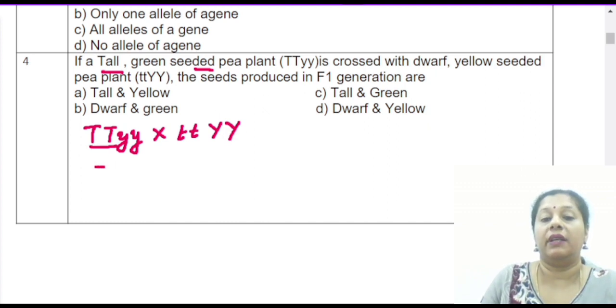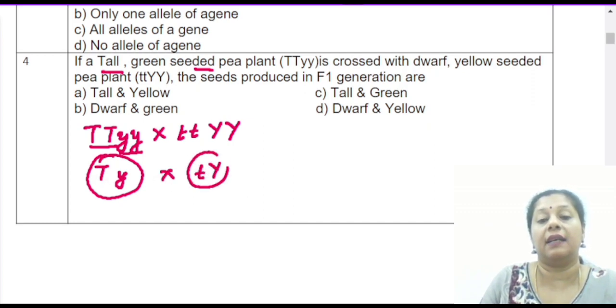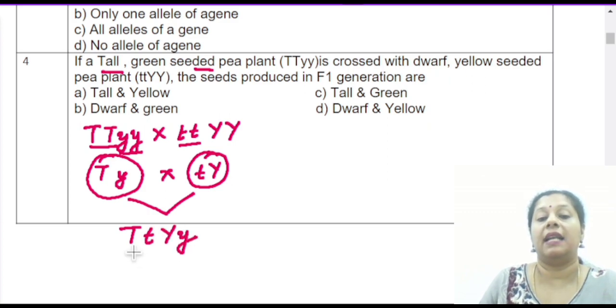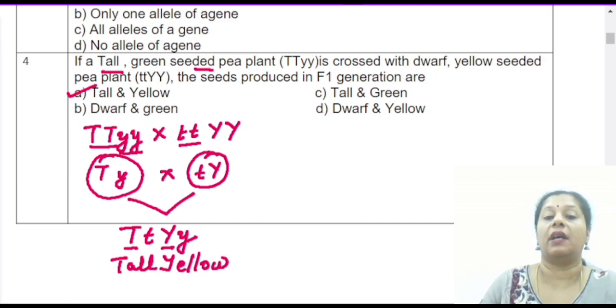So here only one will come to the gamete. Here also out of this one, so we get this. Here small t and capital Y. So only one allele from that gene will come to the gamete. So if you join these two, what will you get? Capital T, small t, capital Y, small y. At least one capital is present, its phenotype will appear, that is tall, and here capital Y is there, so yellow. So what is the answer? All plants are tall and yellow.